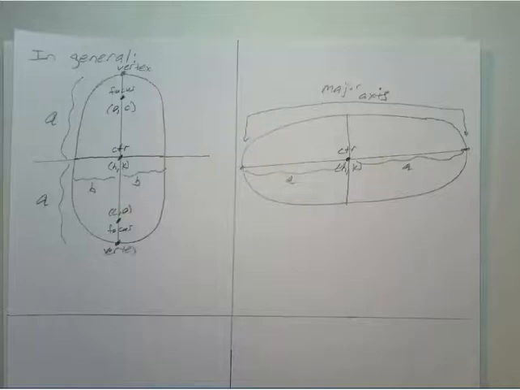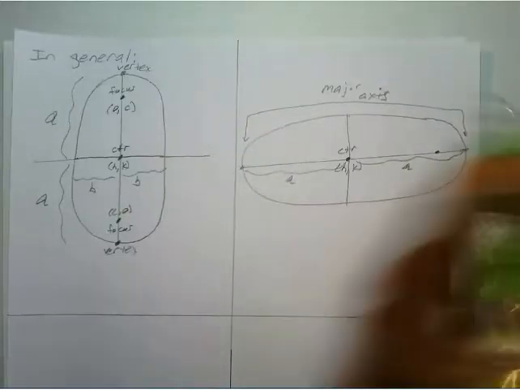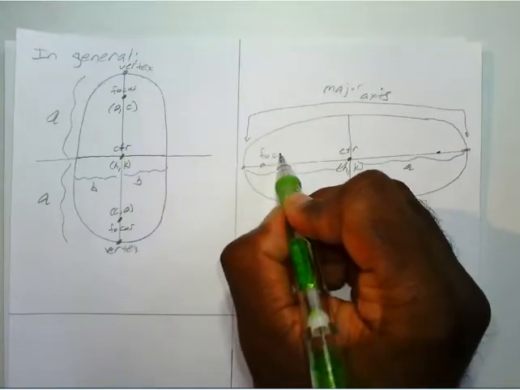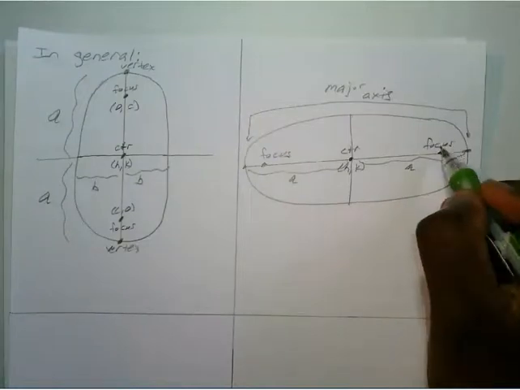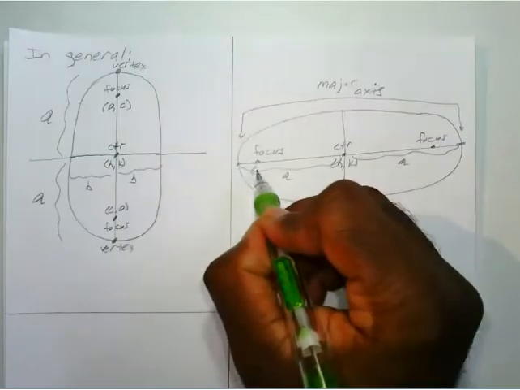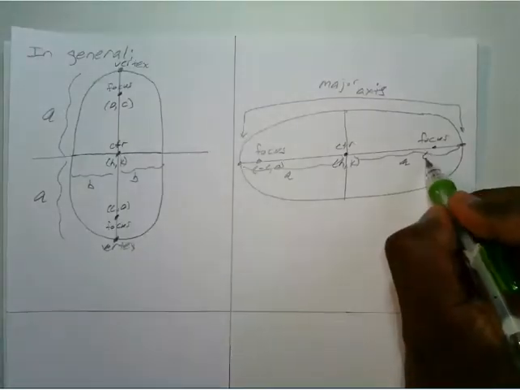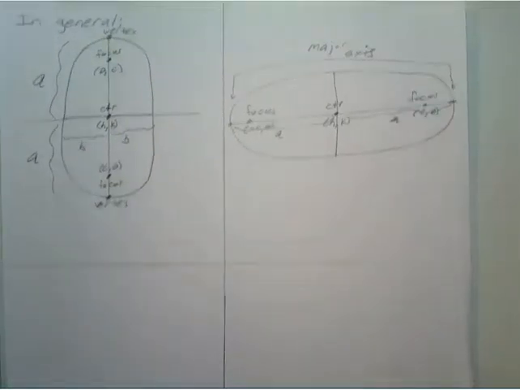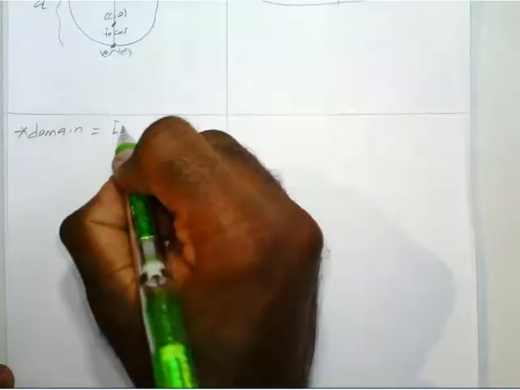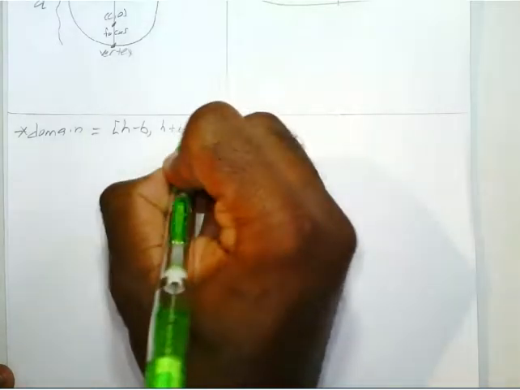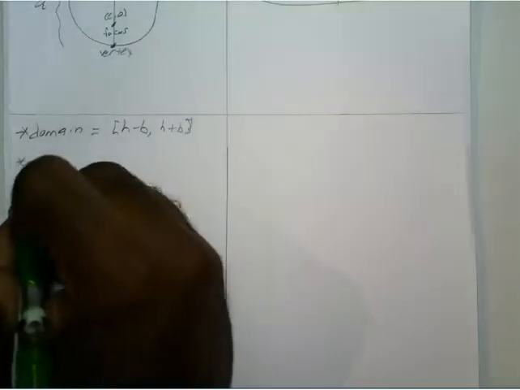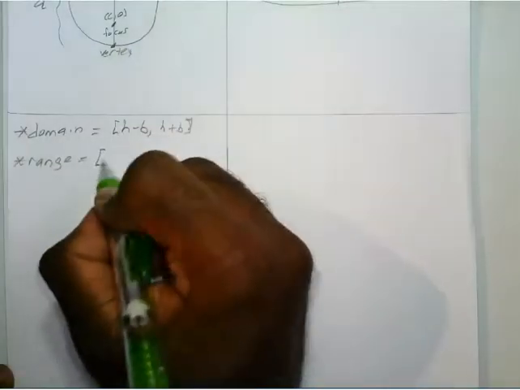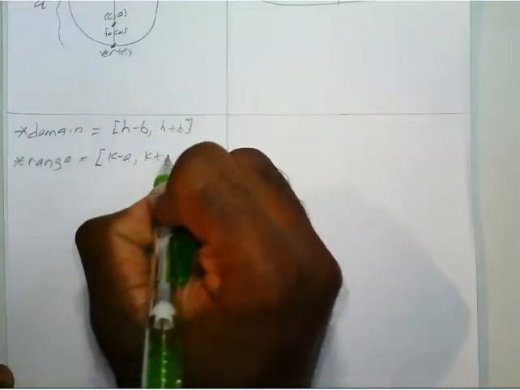Okay. So right now what we're going to do, we're going to put our focus points. Remember that's (-c, 0) and (c, 0) because that's on the x-axis. Okay, so we're going to look at all the little formulas that you will need. If you're looking for your domain, that will equal [h - b, h + b]. And your range will equal [k - a, k + a].